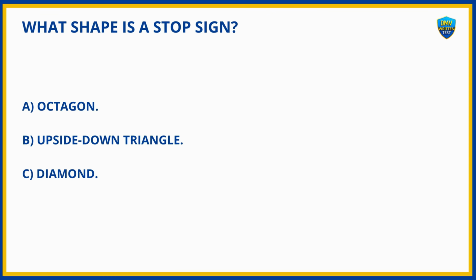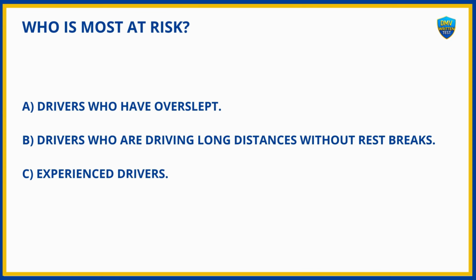What shape is a stop sign? A. Octagon. B. Upside down triangle. C. Diamond. And the answer is A. Octagon. Who is most at risk?